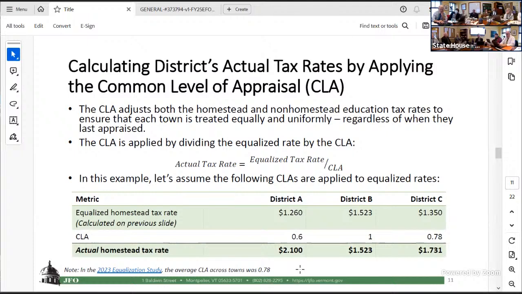That's the same question that I asked Jake. If we just got rid of the CLA, would schools be left with their equalized homestead tax rate as it is in this scenario? Or if we got rid of the CLA, would that adjust the yield calculation because you're factoring in the equalized grand list? Like if we lived in an environment where we didn't use the CLA, would it adjust equalized homestead tax rates?